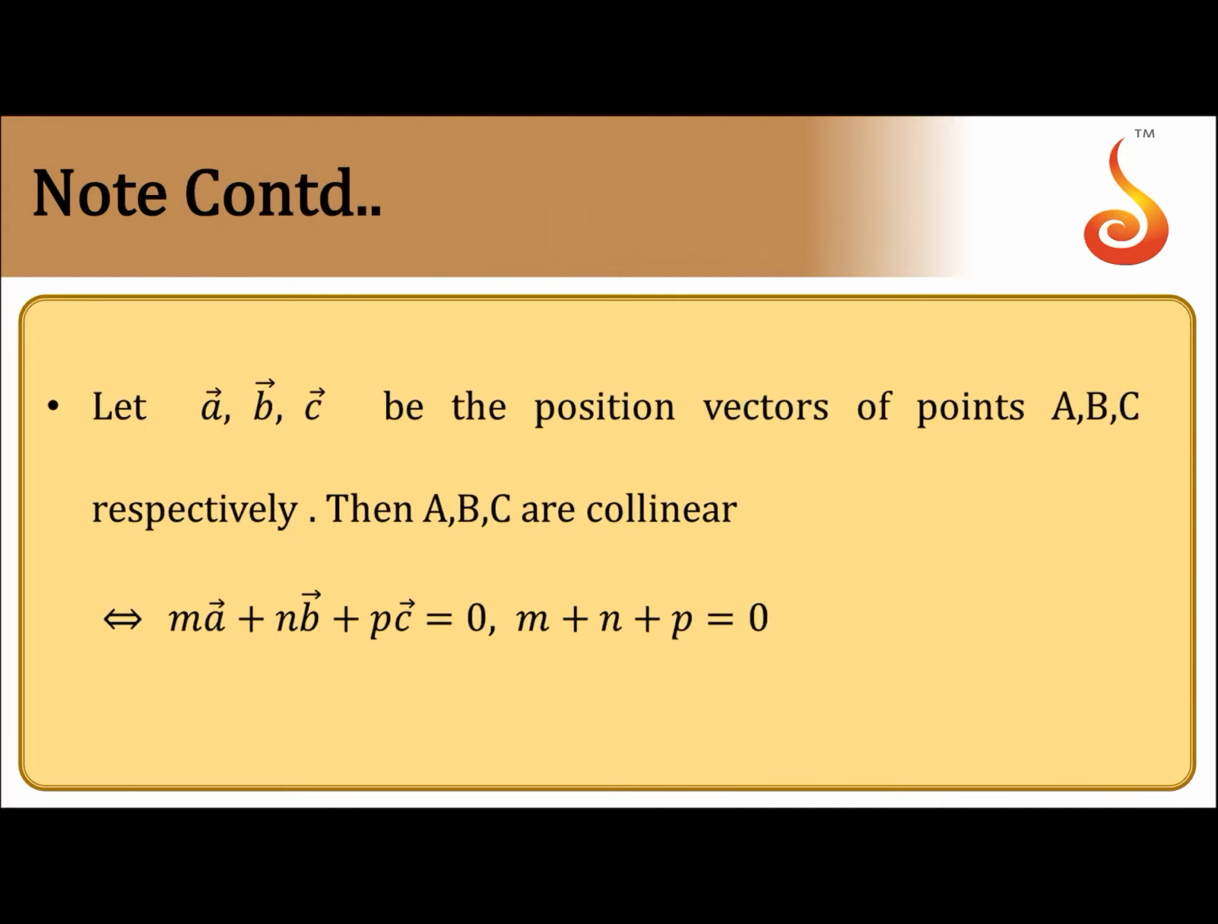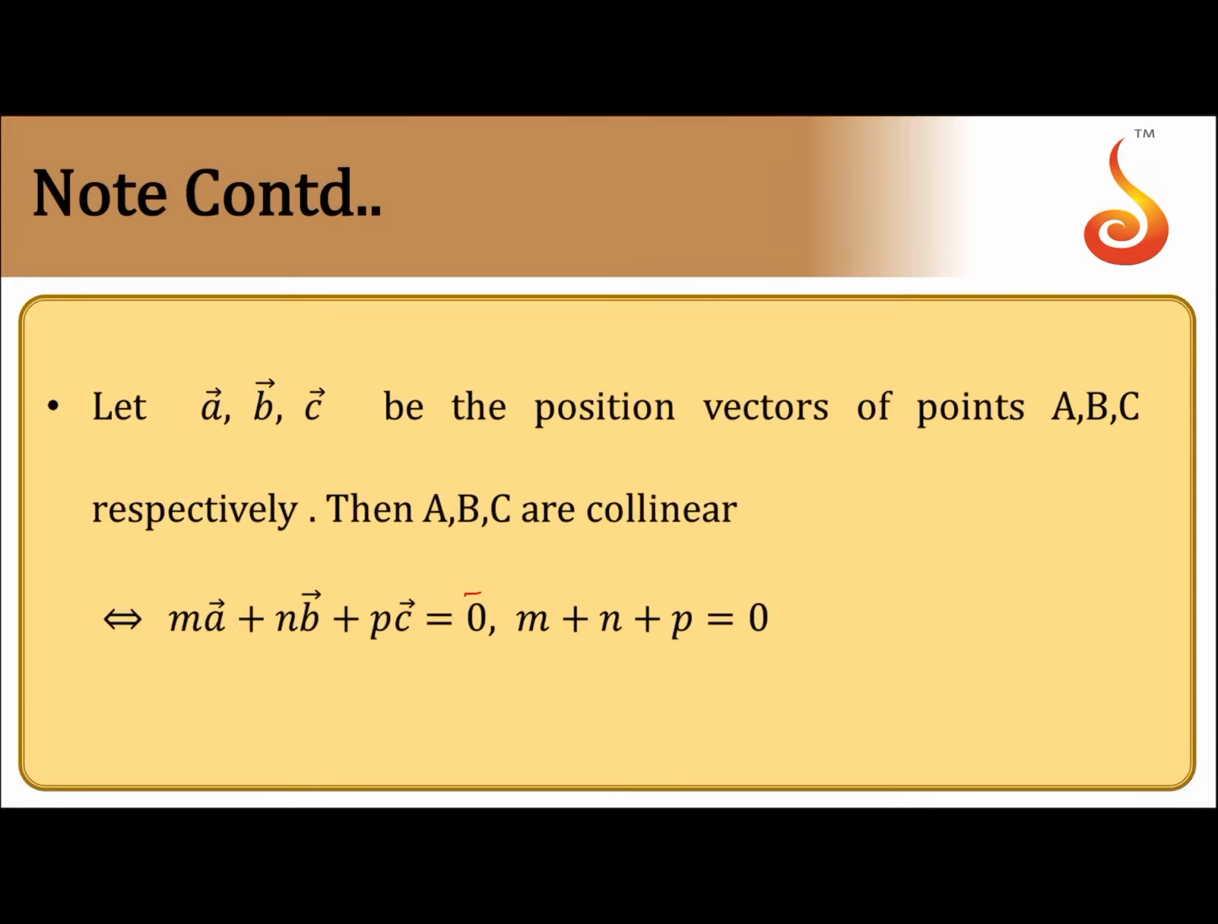Let me take up here the continuation of the third point. Let a, b, c be the position vectors of the points A, B, C respectively. Then A, B, C are collinear implied by m a bar plus n b bar plus p c bar is a null vector, where m plus n plus p is equal to 0. So this is one of the important properties over here. One is a scalar multiple of the other one.